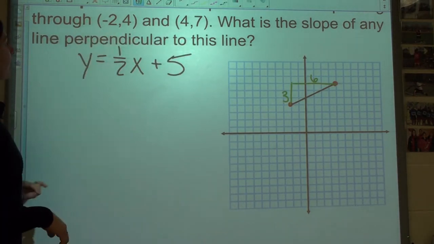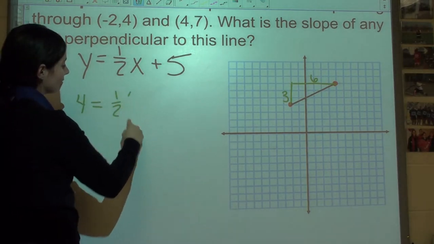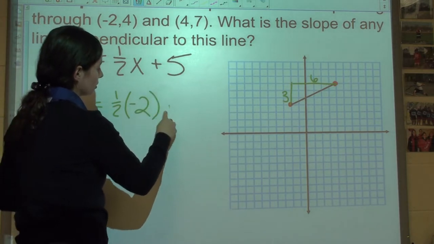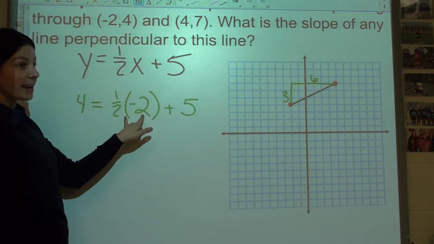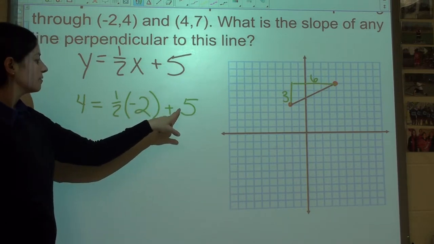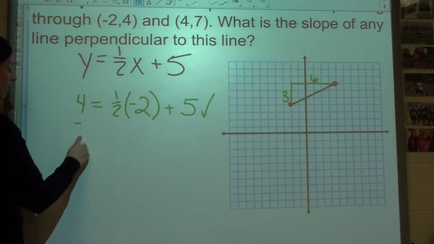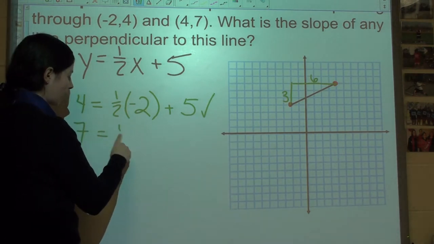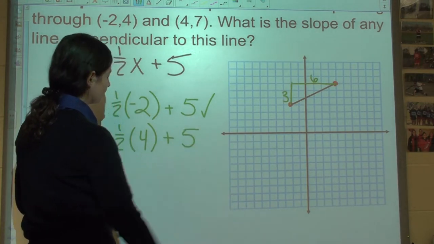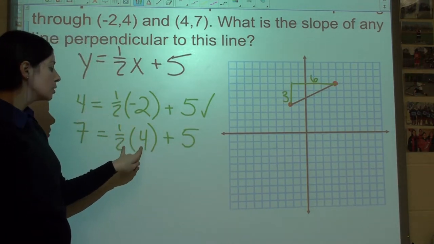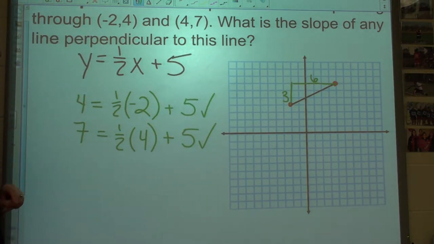So for this first one, I've got negative 2 and 4. So I've got 4 equals 1/2 times negative 2 plus 5. 1/2 times negative 2 is going to be a negative 1. Negative 1 plus 5 gives me 4. So it works for the first one. For the second one, I've got 7 equals 1/2 times 4 plus 5. 1/2 of 4 is 2. 2 plus 5 is 7. So it works for the second one. So I've got the right answer.